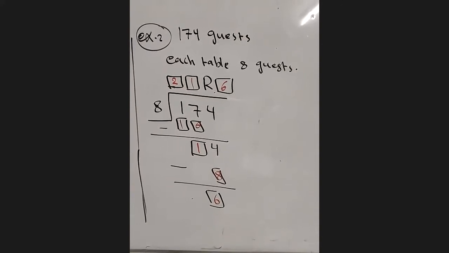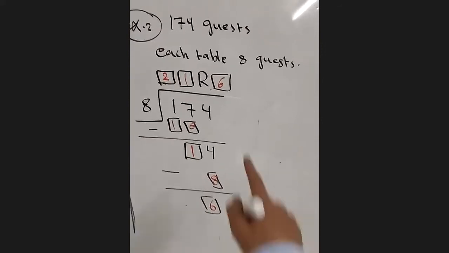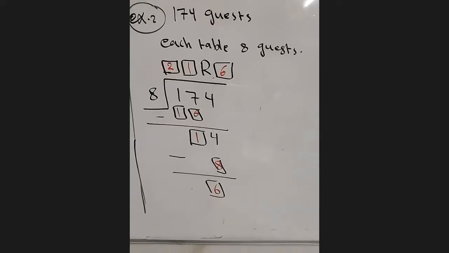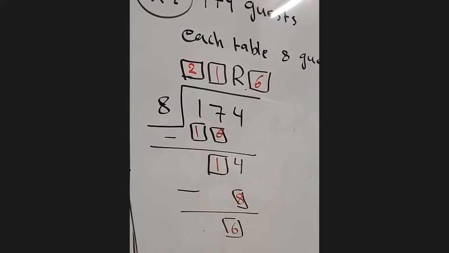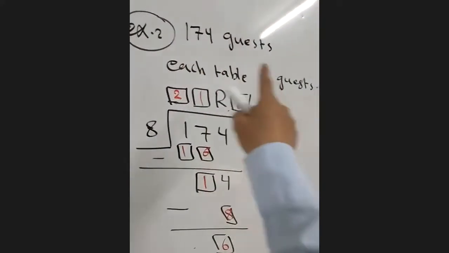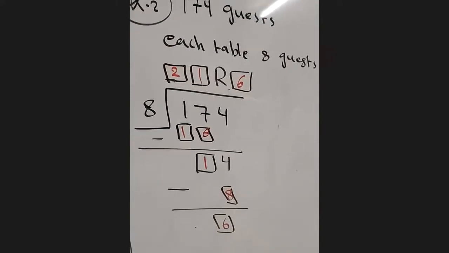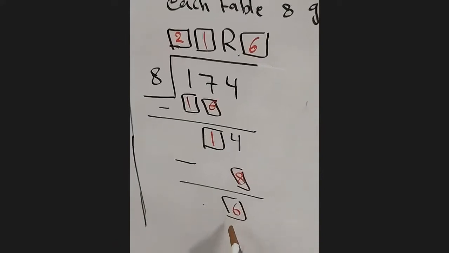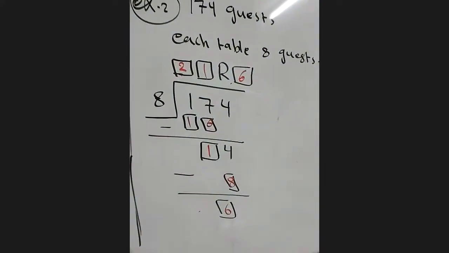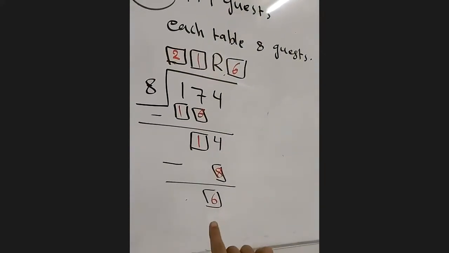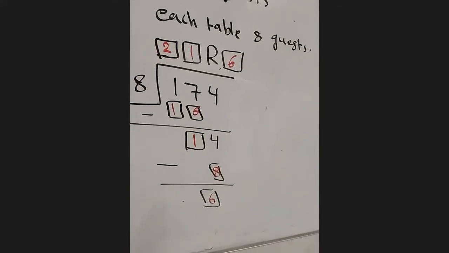There are 21 tables needed plus 6 tables. No, this is not 6 tables. This is the remainder of this 174, right? And the 174 is for what? 174 is for guests. So the 6 are guests. So we have 21 tables, but still 6 guests standing. They have no table. Got it?